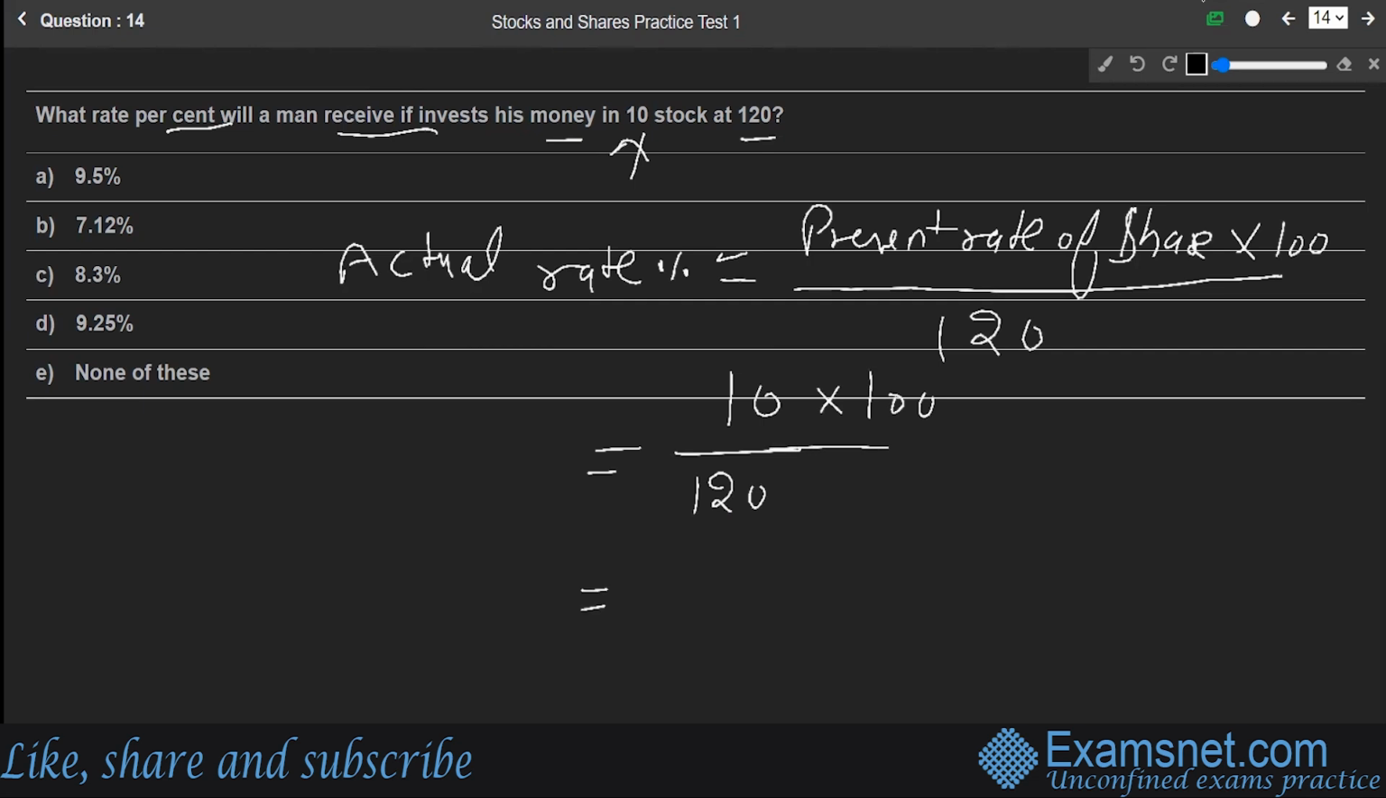If we solve this further, we can cut down the numbers and the zeros, and then we can get the answer. The answer comes out to be 100 by 12. That is nothing but 8.3%. So that is the right answer. The actual rate percent is 8.3%, which is available clearly in option number C.